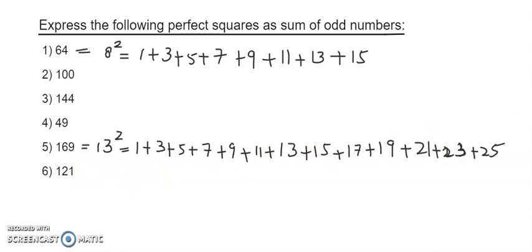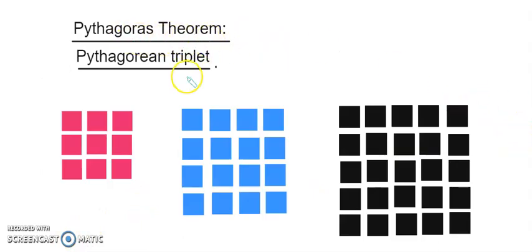Okay. Now we are going to look into something very important. Now I'm going to show one more activity where I'll be explaining the Pythagoras theorem. What is a Pythagoras theorem? It is a theorem which is applicable only for a right angle triangle.